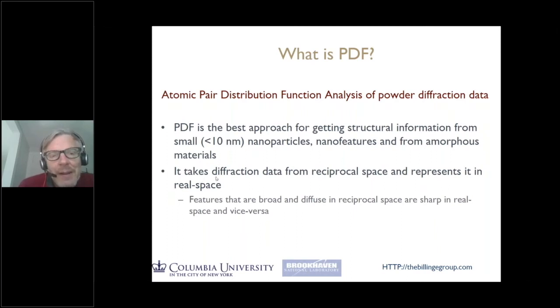The basic approach is that it takes diffraction data from reciprocal space and does a Fourier transform to represent it in real space. The reason that's useful for nanostructured materials is that their features are very spread out in reciprocal space, and through the Fourier transform, we make them very sharp in real space. So it's just a diffraction technique. It's kind of like powder diffraction, but it's particularly good for studying nanoparticles.